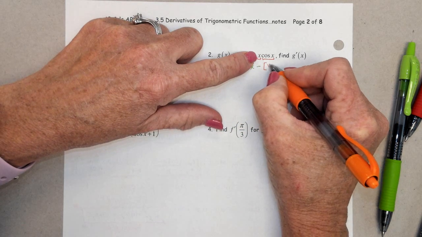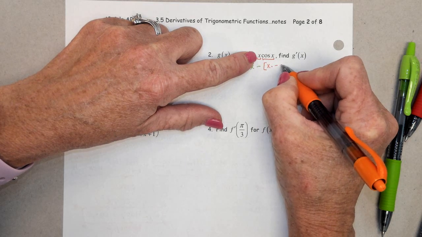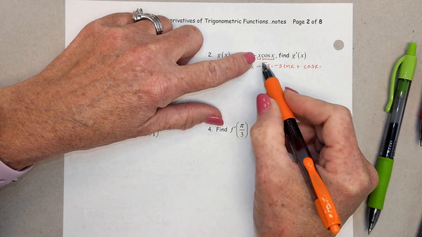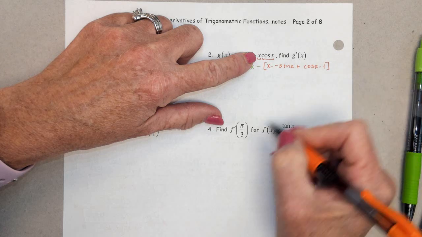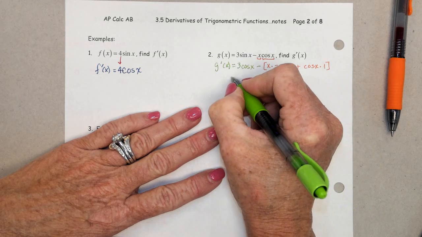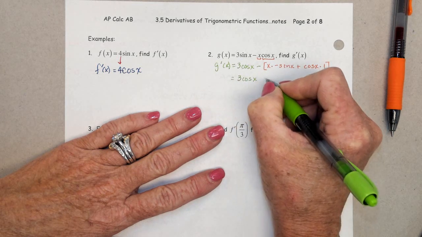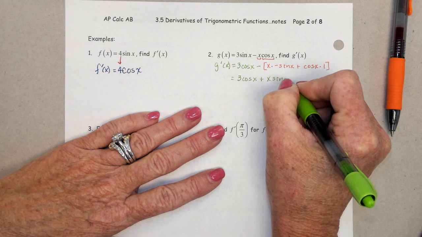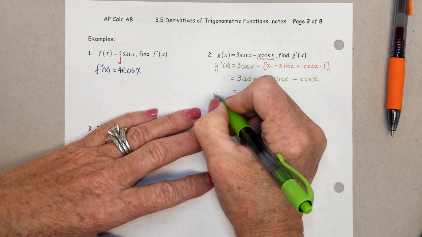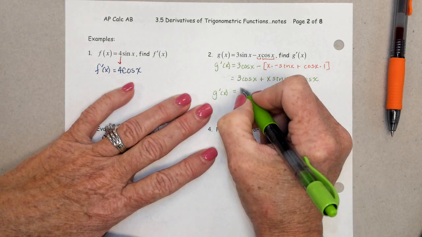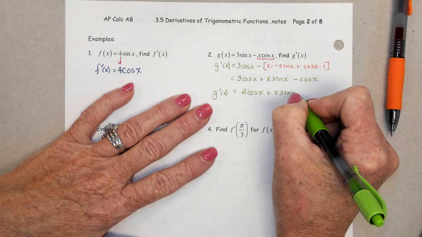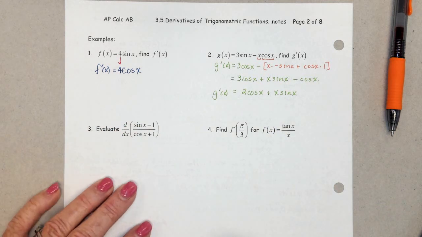So first times derivative of the second, which is negative sine x, plus the second cosine x times the derivative of the first, which is 1. Simplifying and distributing that negative sign through, we have 3 cosine x plus x sine x minus cosine x, which will leave us with 2 cosine x plus x sine x. And done. That's our answer. There's your derivative.